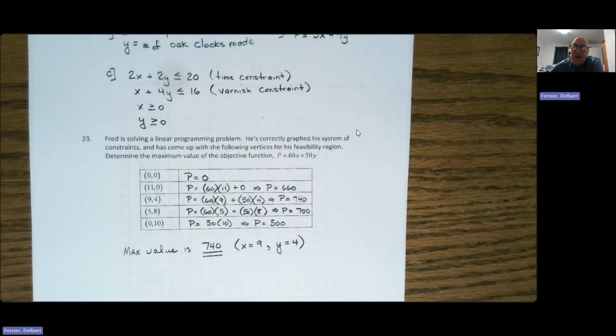The maximum, just visually there, looks like our biggest P value was 740. So the maximum value would be 740, probably dollars. And that would be ascertained if we had an X value at 9 and a Y value at 4. And that's the end of problem 23.